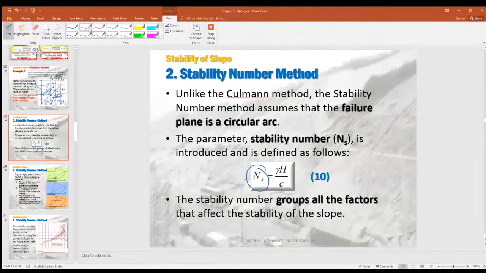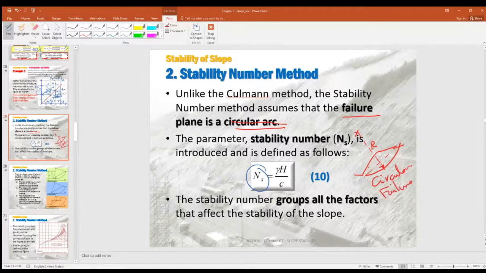This is the stability number. It's not a plane of failure; it is a circular arc plane. In other words, it's not like that. That's the radius, right? So the slope, this is the circular failure plane. It's circular, not a flat plane.